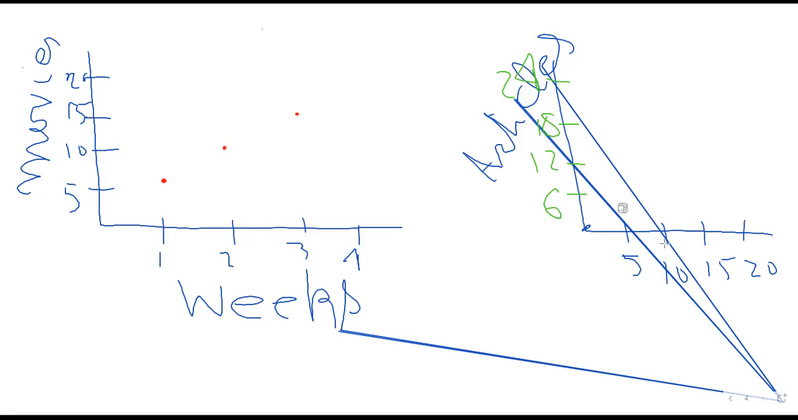And when she watches 10 movies, then she writes 12 articles. When she watches 15 movies, she writes, what we can say, 18. Okay, this is the 18. And after watching 20 movies, she writes 24 articles. Now, this is the pictorial view of that story.